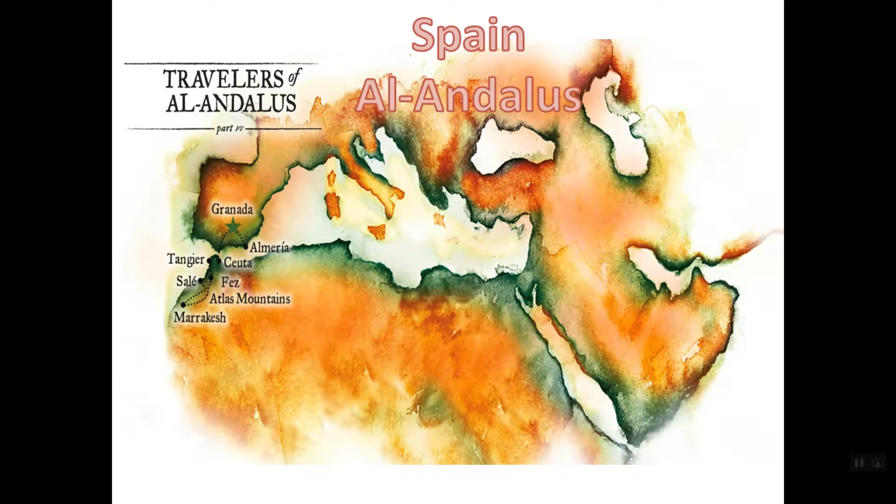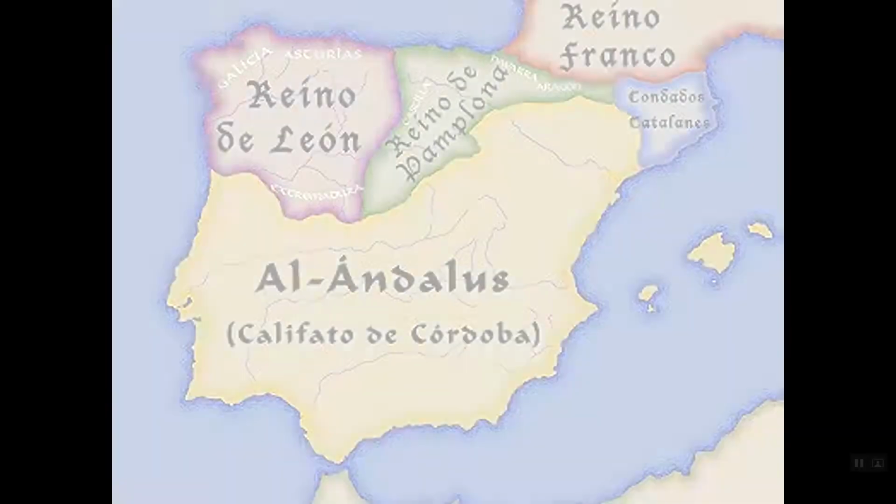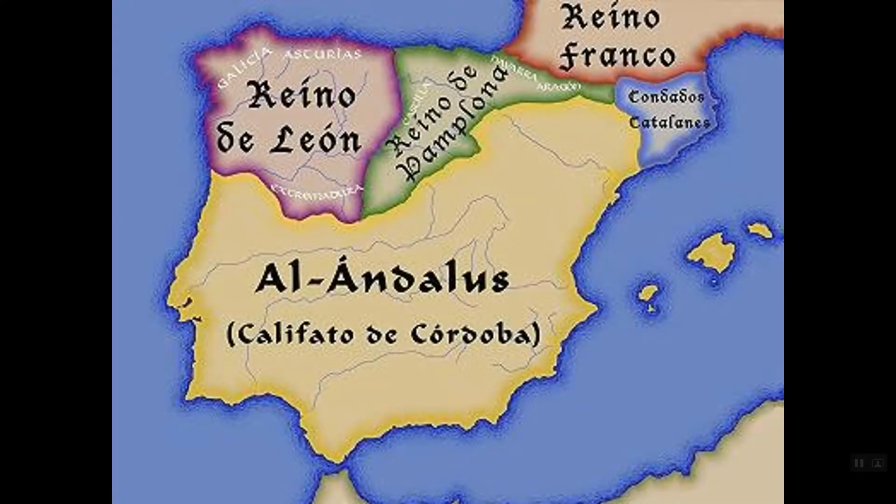Now, the next one we're going to focus on is Spain, or Al-Andalus, or Andalusia. Now you see this, the Andalusia, or Al-Andalus, was only in the southern part of Spain. In the northern part of Spain, you still had Christians. Okay, so we'll talk about that later on. You still have the French on this side.